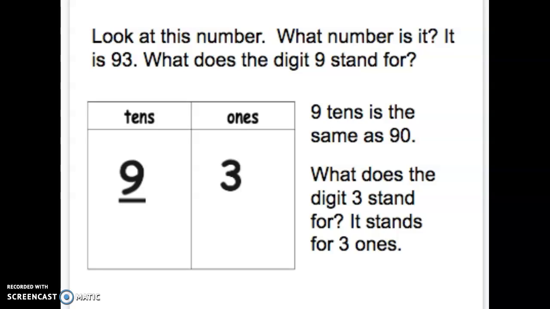What number is this? This is the number 93. What does the digit 9 stand for? The digit 9 is in the tens place, so that is the same thing as 90. And the digit 3 in the ones place stands for 3 ones.